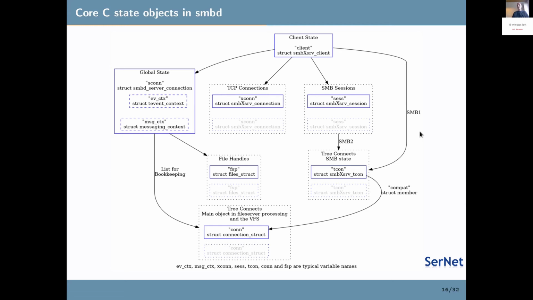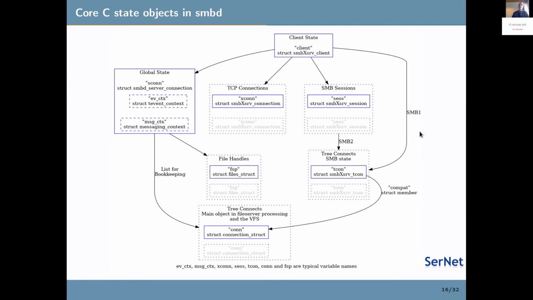As I've mentioned in one of the first slides, this is a fallout of how the SMB2 and SMB1 protocols are designed and work. In SMB2, tree connects are strictly tied to a session, and with SMB1, it's multiplexed.